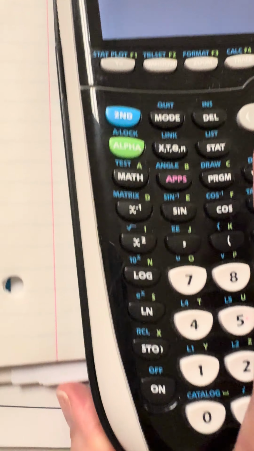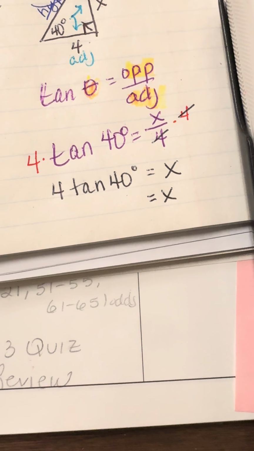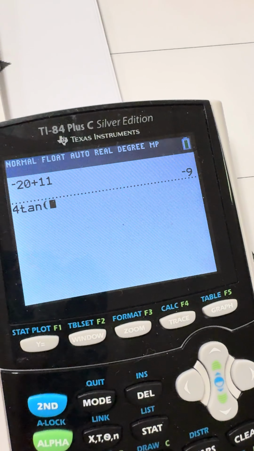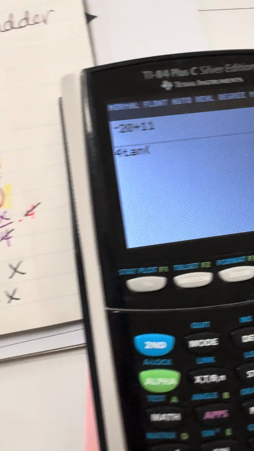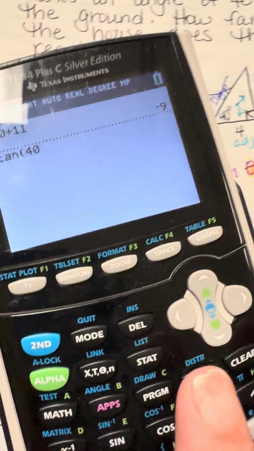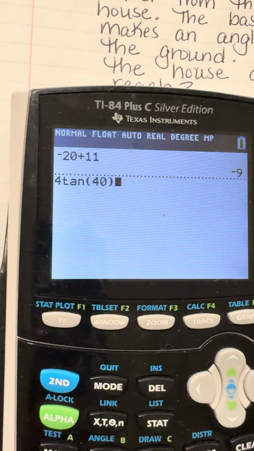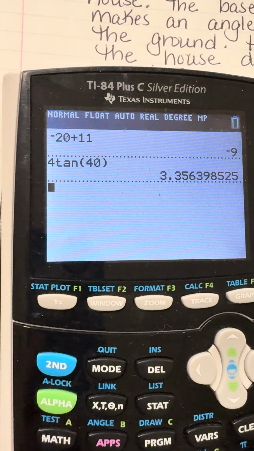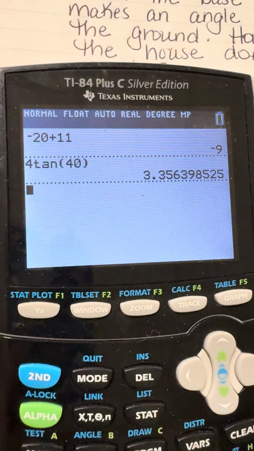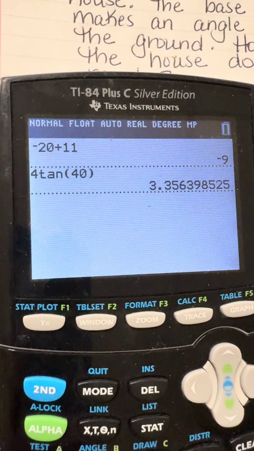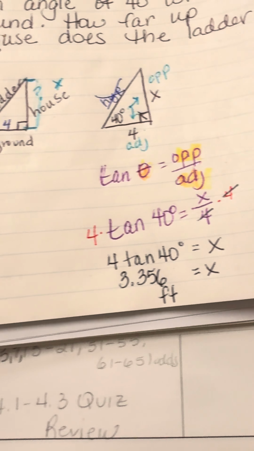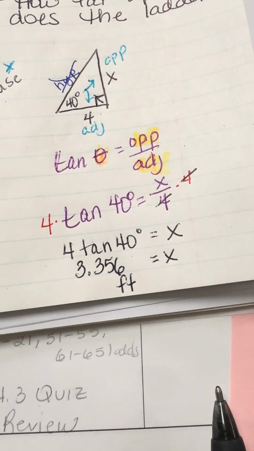And now I can enter in 4 times the tangent of 40. I don't have to hit degrees because it already knows I'm in degrees since I put it in that mode. And then enter. And the distance up the house it's going to reach is 3.356 feet. Not very tall. It's a short ladder. So that's the distance that I'm going to reach up the house.